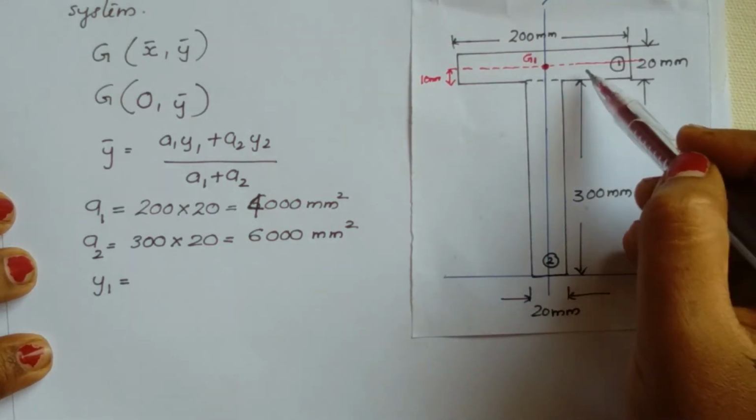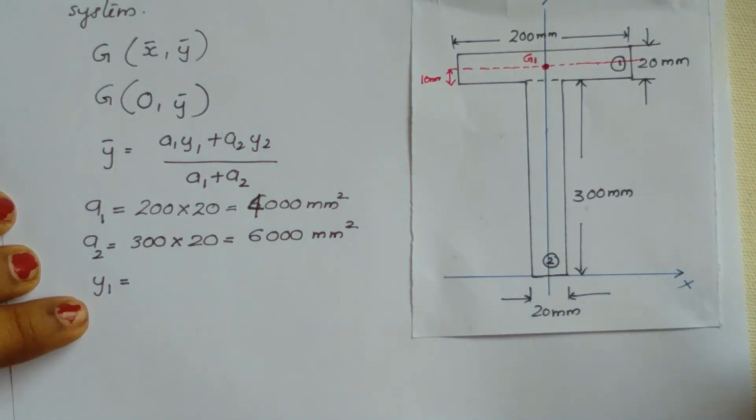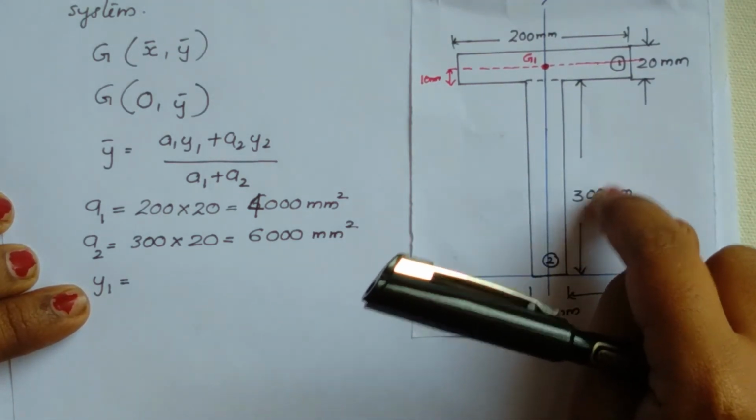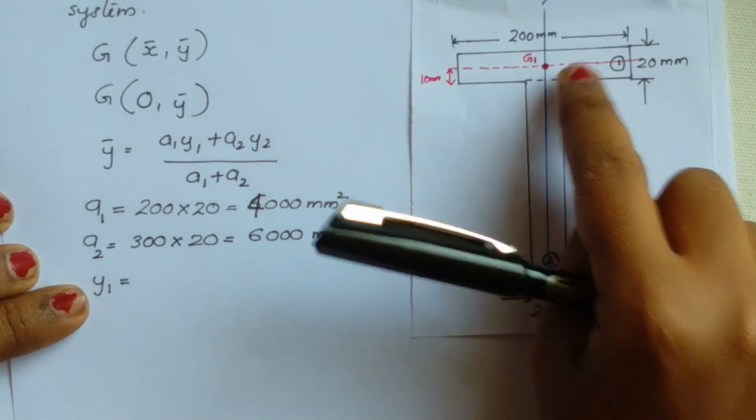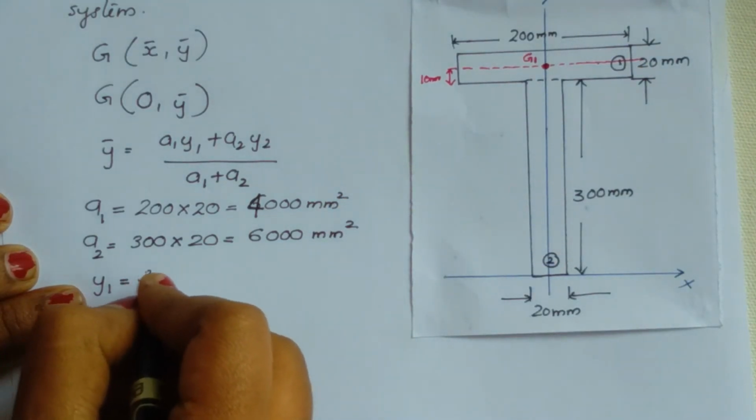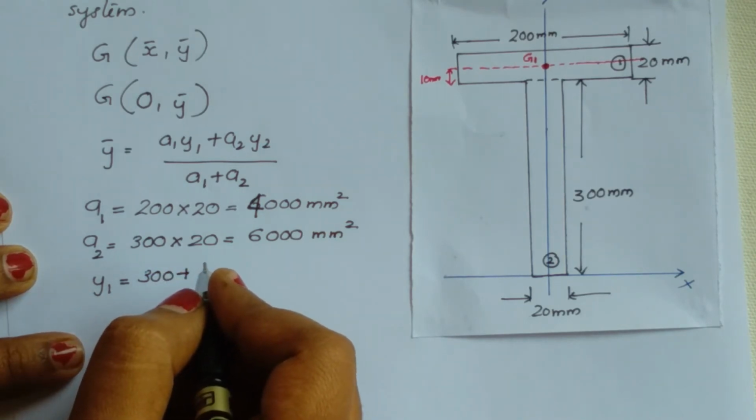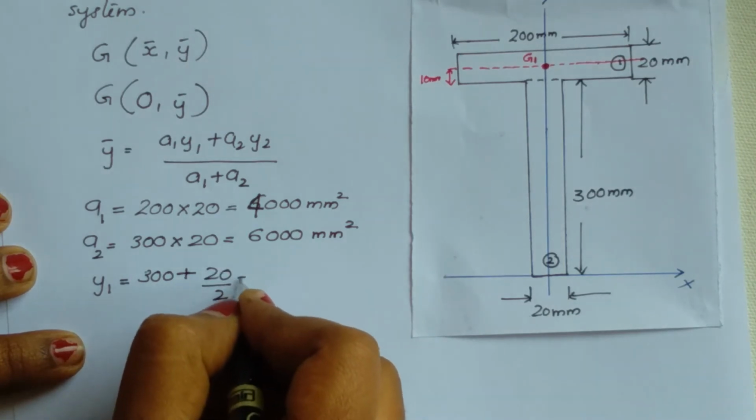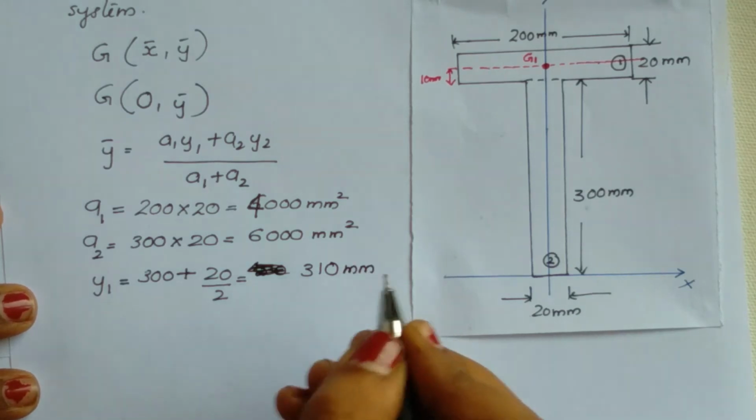So we have to find the distance from G1 to the x-axis. So y1 will be equal to, we know that till here the distance is 300 plus half of 20, that is 10 mm. So y1 is equal to 300 plus 20 divided by 2, that is equal to 310 mm.